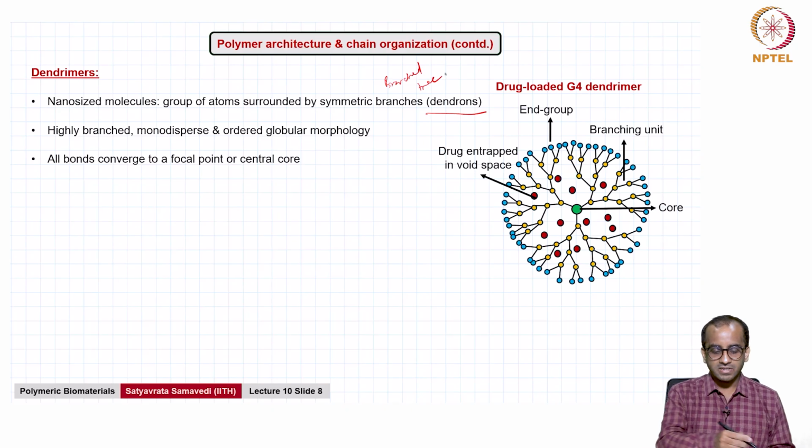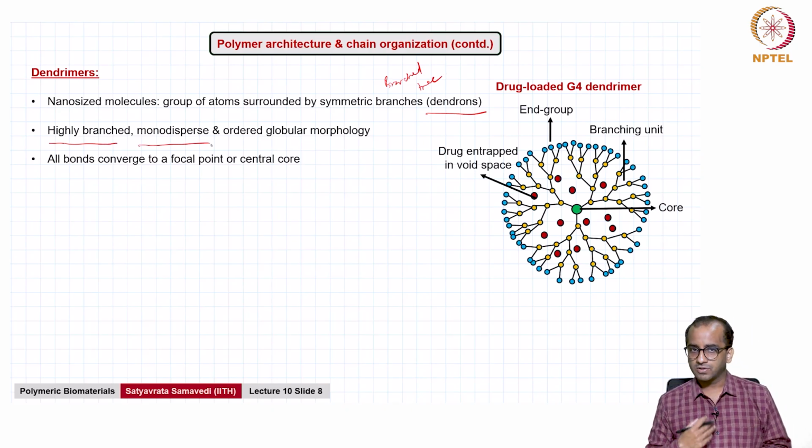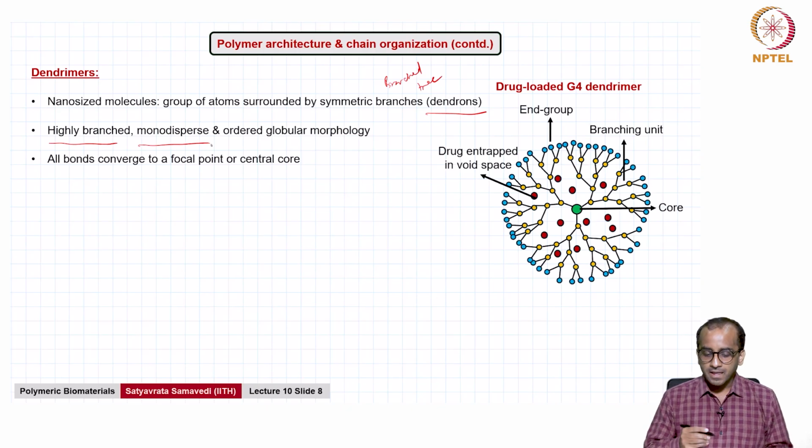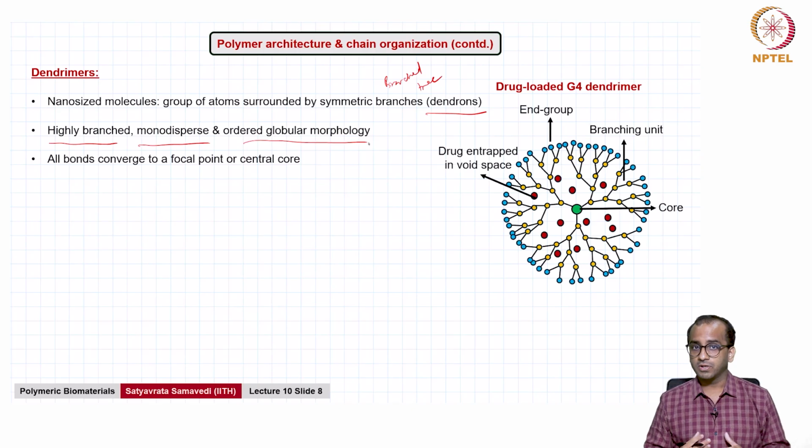As the name indicates, these are highly branched and largely monodispersed. So, we talked about molar mass earlier, we talked about dispersity and how different chains can have different lengths. Now, typically you get polydispersed behavior when you have linear, branched, cross-linked kinds of networks. When you are working with dendrimers, you can largely get fairly monodispersed products. The morphology is also ordered and it is globular largely.